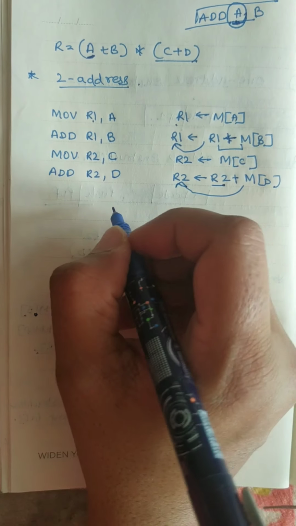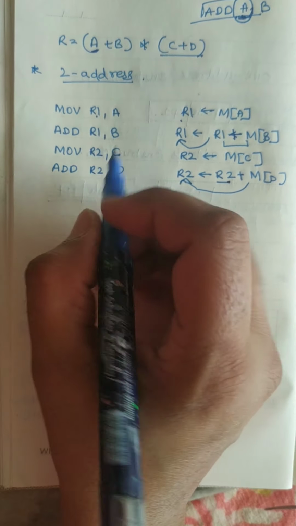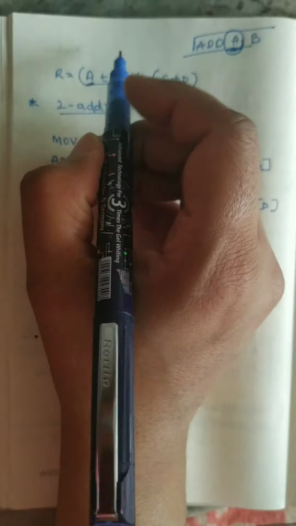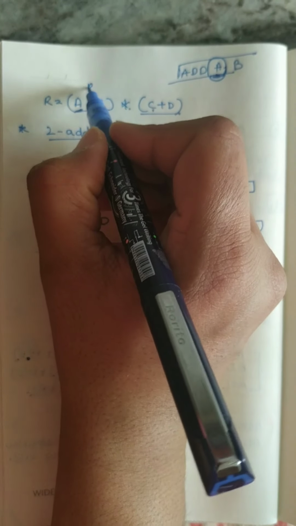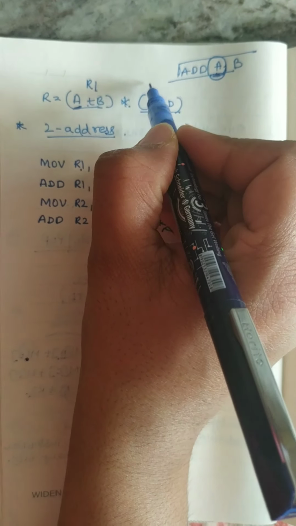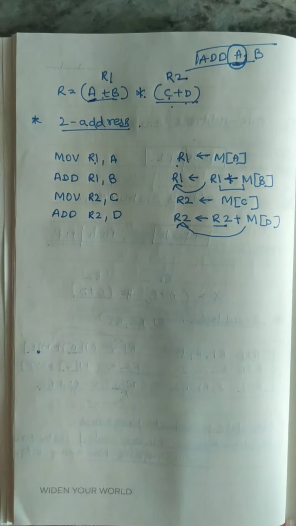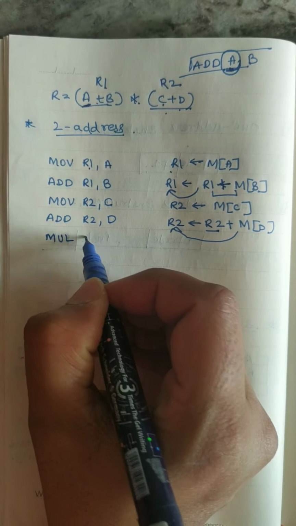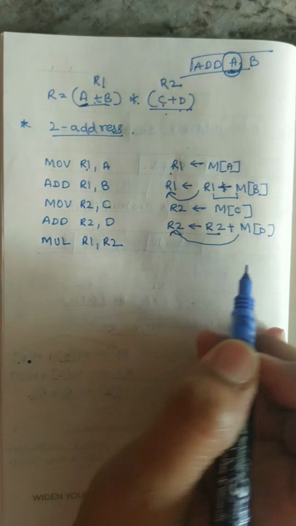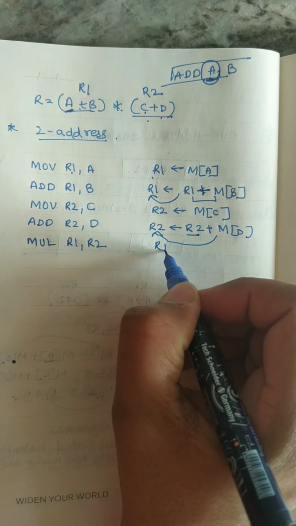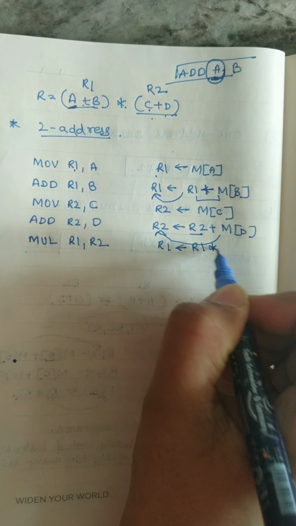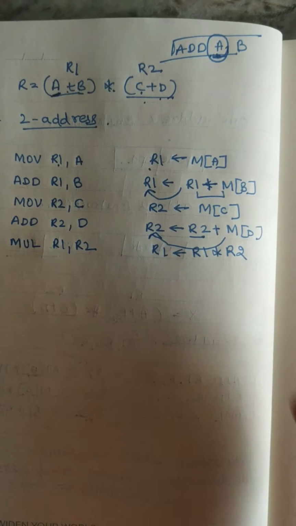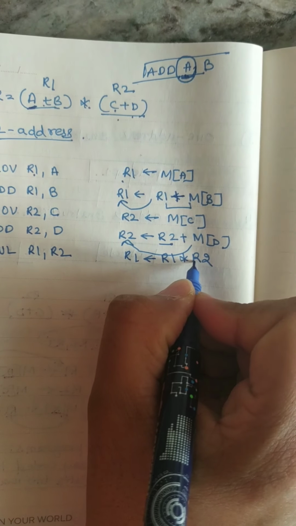Now we have to perform A plus B into C plus D. The result A plus B is in our register R1, and the result C plus D is in our register R2. So we can do this as multiply R1 comma R2, and it will be executed as R1 equals R1 multiply R2. The contents of R1 will be multiplied by the contents of R2, and the result will be pushed back to R1.